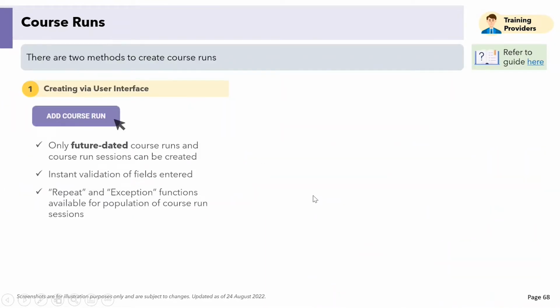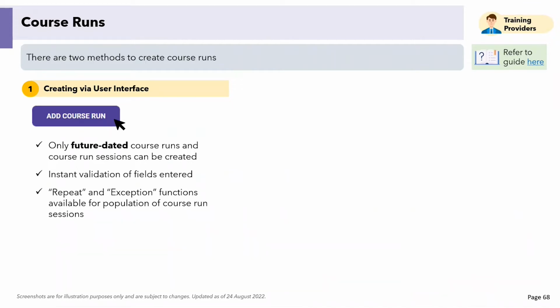Okay, so there are two methods to create the course run. One is creating via the user interface, which we highly recommend because there will be instant validation of the fields that the TPs entered. But the downside is that they can only create future dated course runs and course run sessions. So if, let's say, the course run is starting tomorrow, they can still create it via the user interface. But if the course run has already started yesterday, then they can't create it using the user interface anymore.